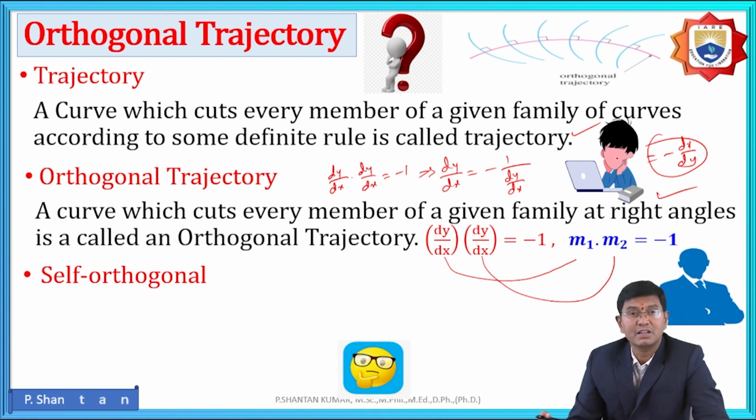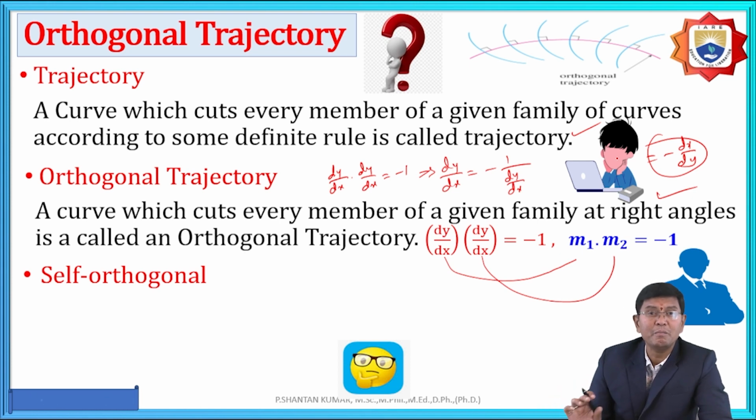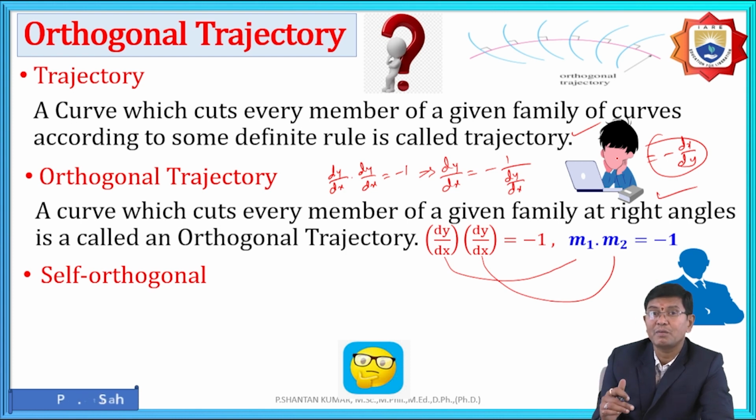Whenever two curves are intersecting perpendicularly, we assume m1 m2 is equal to minus 1, that is dy by dx into dy by dx equal to minus 1. Automatically dy by dx is equal to minus 1 by dy by dx, which is nothing but minus dx by dy. If you remember that, we can do the problems easily. That is the meaning of this.